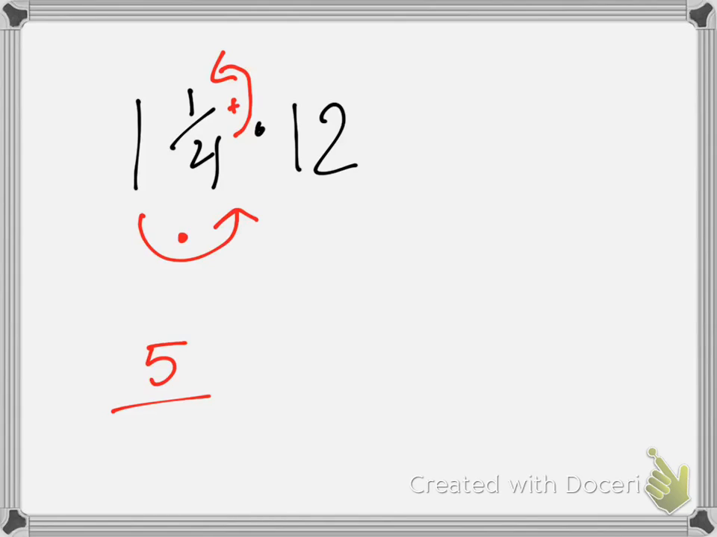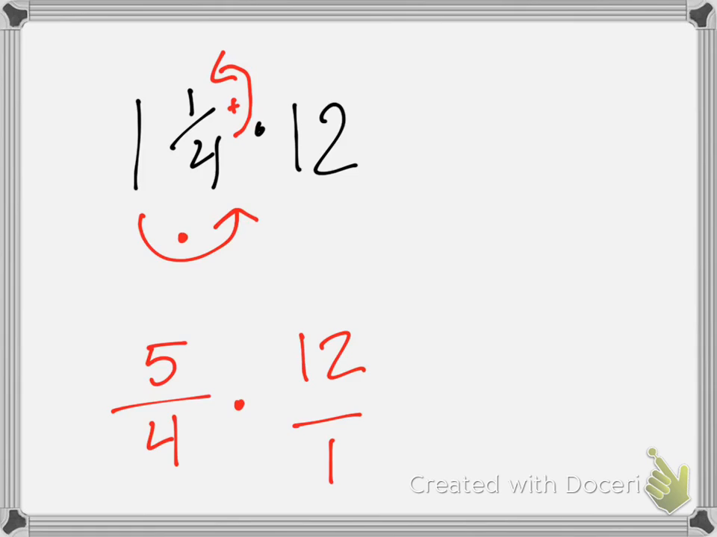What do we need to do, Nathan? You have to bring down the 4. We keep our denominator. And then here, 12. It's an integer, but we make it 12 over 1. Excellent. Now what can we do?